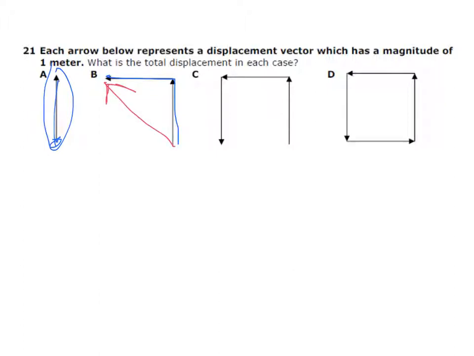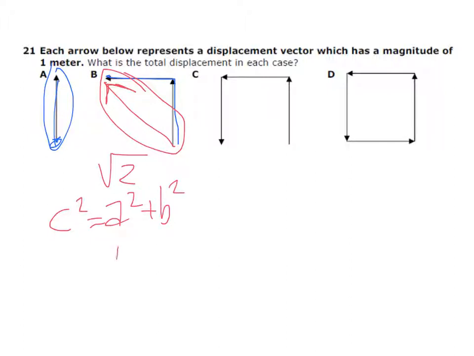It's the resultant of these two vectors. And the resultant right here has a length of the square root of 2. That's the length of the hypotenuse of an isosceles triangle. You can also get that with the Pythagorean theorem. c squared is equal to a squared plus b squared. That's 1 squared plus 1 squared is equal to 2. So c squared equals 2, so c is equal to the square root of 2.